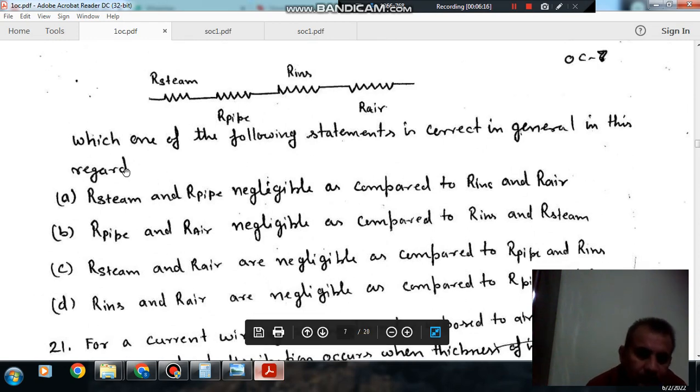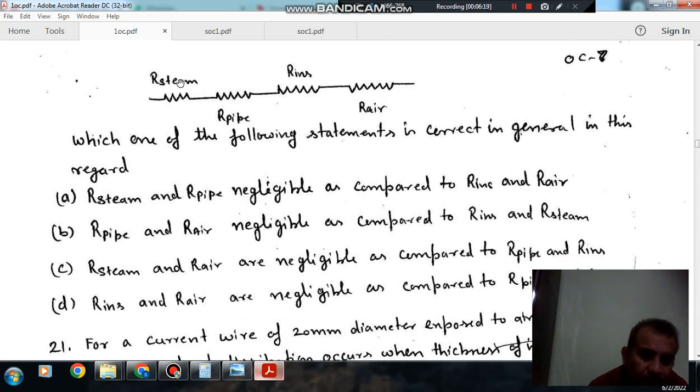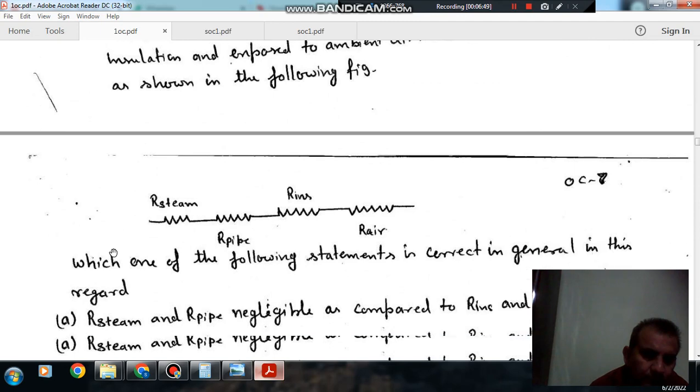So the resistance of steam and resistance of pipe: because the conductivity of the pipe is very high as compared to insulation, it will offer a small resistance. The steam is also very conductive, as the heat transfer from the steam to the pipe takes place due to convection, so its resistance will also be small. So these two resistances are small as compared to the other resistances. So the answer to question number 20 is option A.